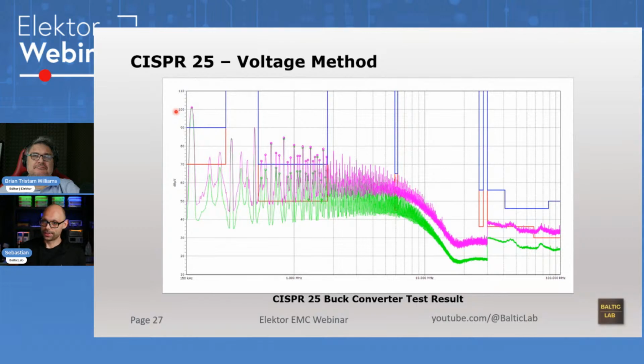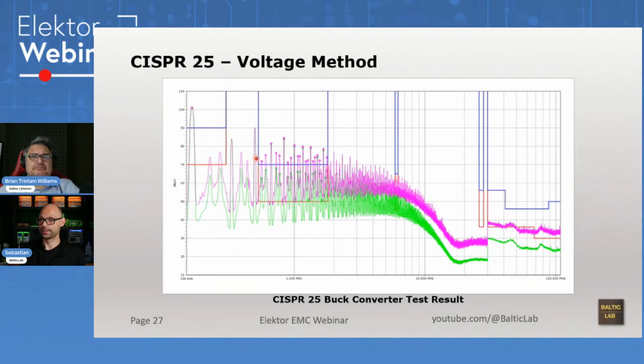Let's talk about this for a second. So we see we have different colors here. The purple ones are the peak measurements. The green ones are the average values. And up here we have the limits. We see right here at around 160 kilohertz, we are way above the limit lines.